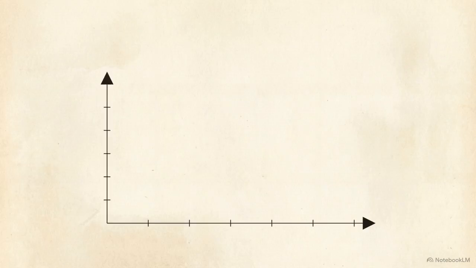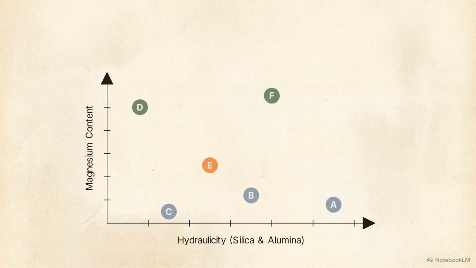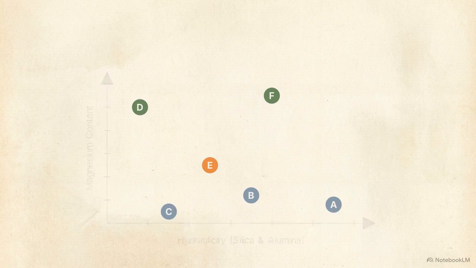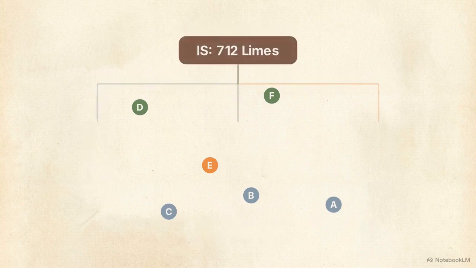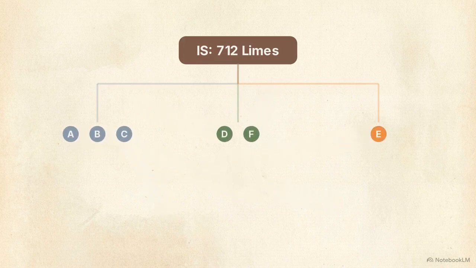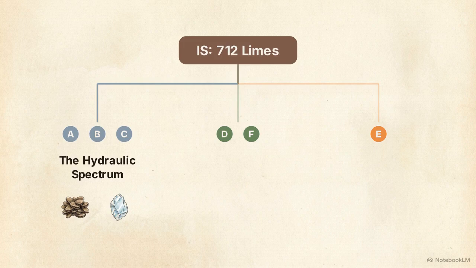Every classification in this code is driven by 2 chemical variables: hydraulicity, meaning the presence of silica and alumina impurities, and magnesium content, which indicates dolomite. This diagram shows a better way to map the code. We can split the entire IS 712 classification into 3 logical chemistry-based branches.